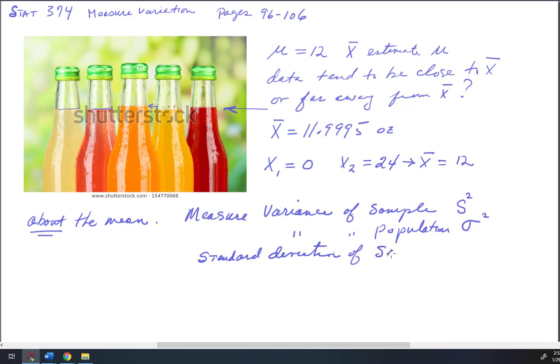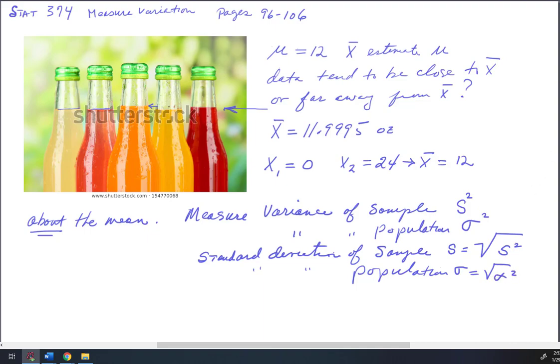And if it's of the sample, then we'll use the symbol lowercase s, no square this time, and it would be defined by finding the variance and taking its square root. And the standard deviation of the population would be just sigma, and that would be the square root of sigma squared.